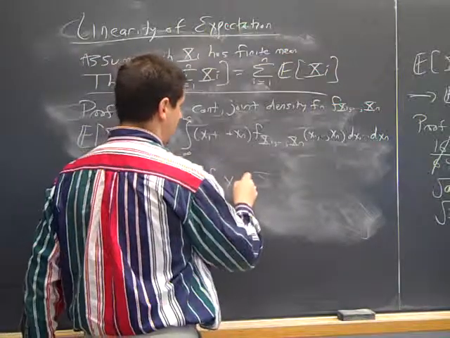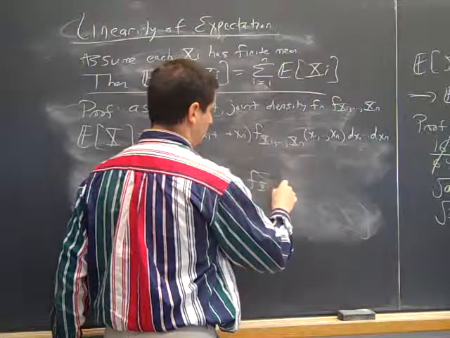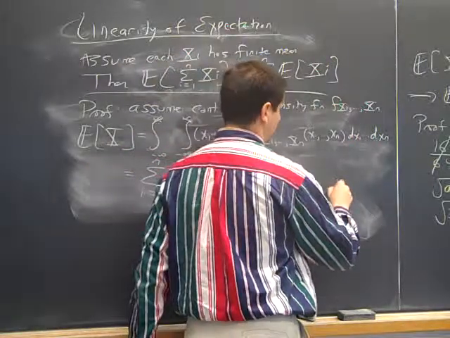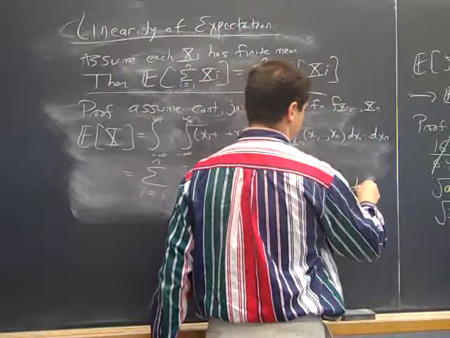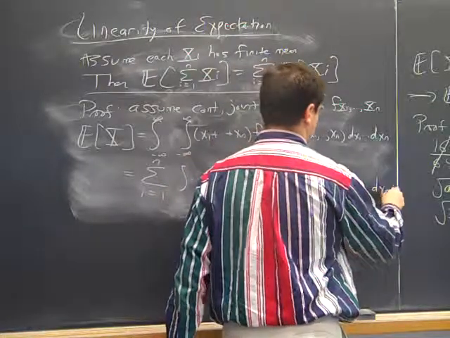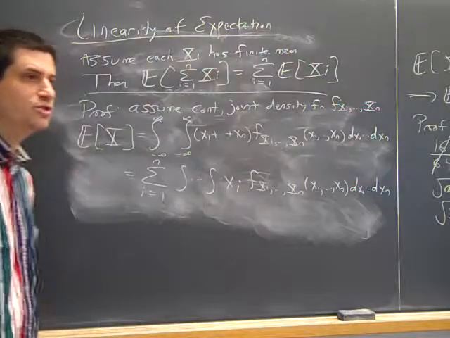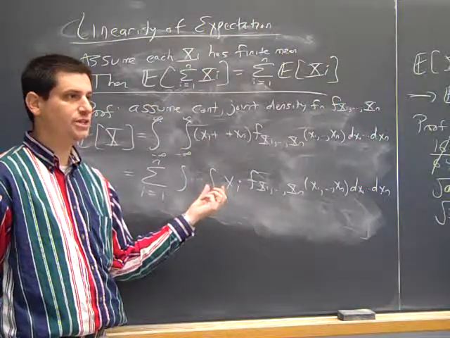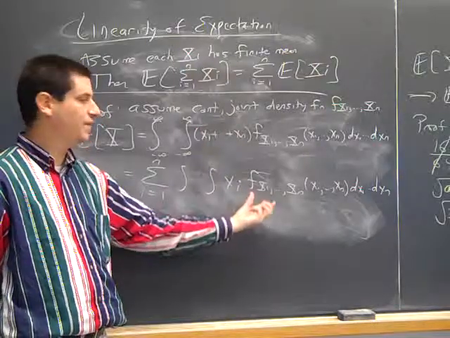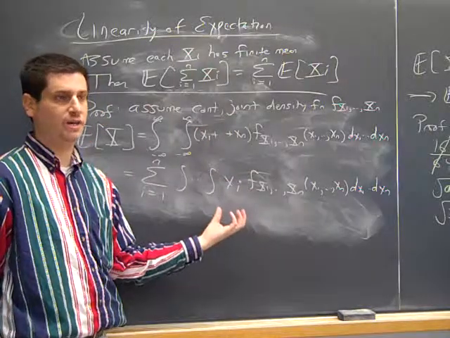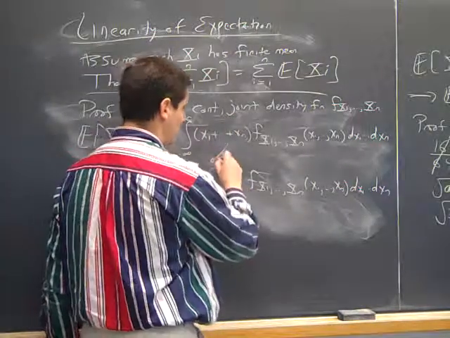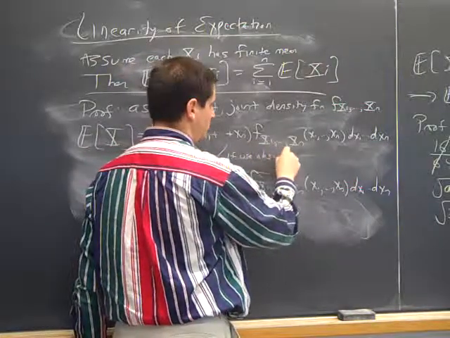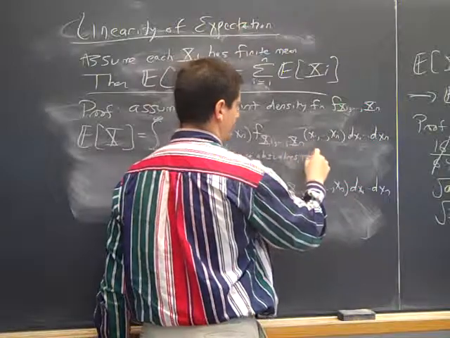Now it's just xi, f of x1, ..., xn, dx1 ... dxn. So I have to be able to justify switching the order of integration. The reason I can justify this is if I put absolute values, everything will be okay and finite. So the justification, and we'll see later, is that if we use absolute values, it's finite.